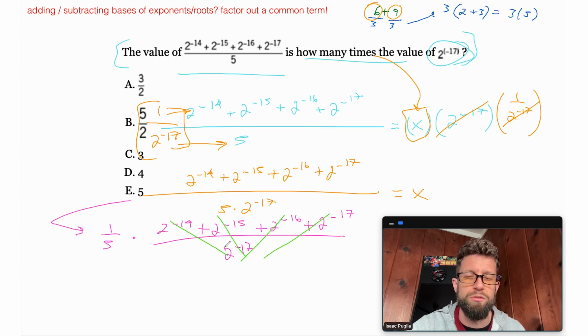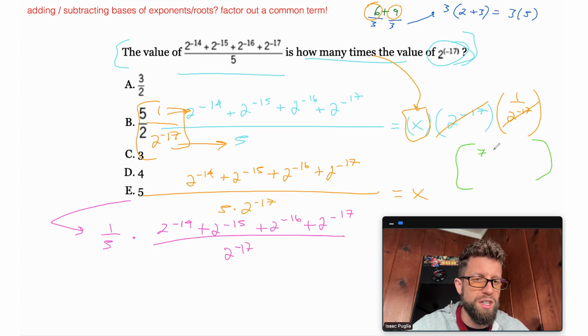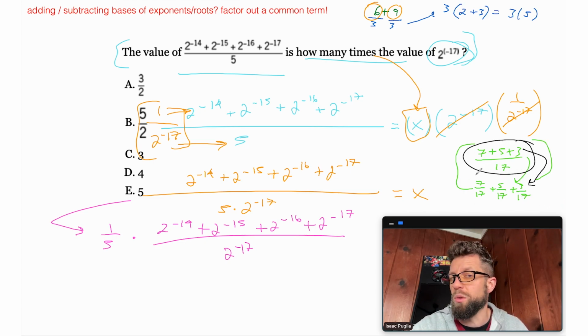And once again, let me visually organize this a little bit better way for you. Side note here, if I have 7 plus 5 plus 3 all divided by 17, I can reorganize that as 7 over 17 plus 5 over 17 plus 3 over 17. And for most of you, you probably wouldn't hesitate to go from here to here, but it might be a little bit less natural for you to go from here to here. And that's okay. Again, probably worth reconditioning yourself to just see that as an opportunity.